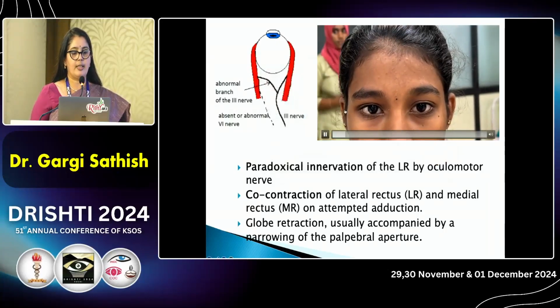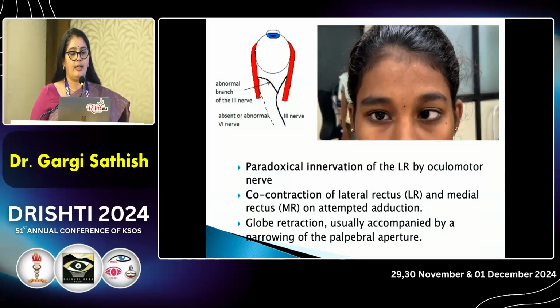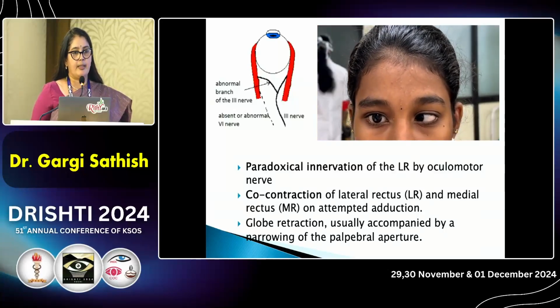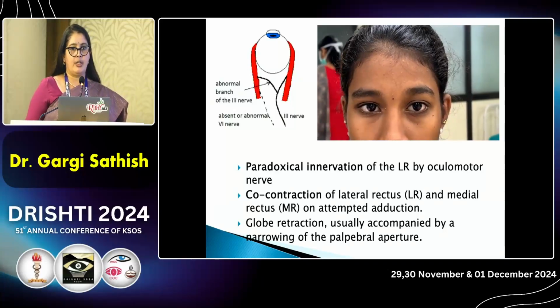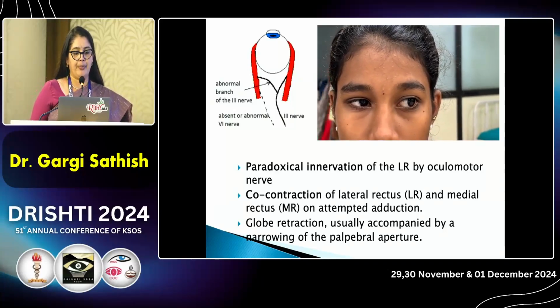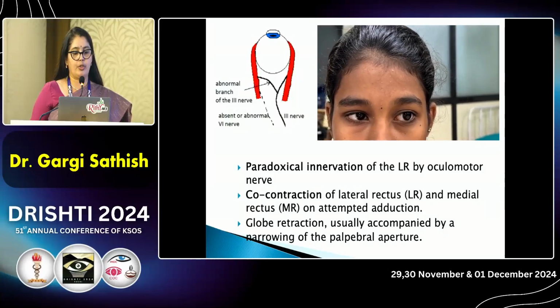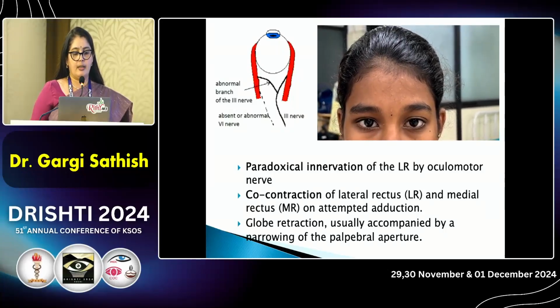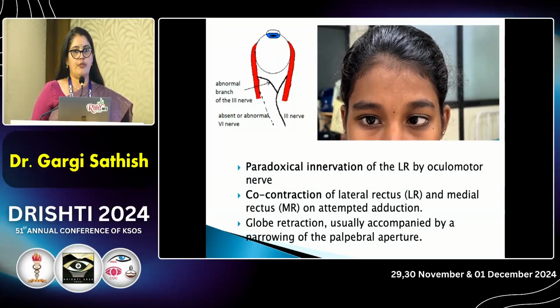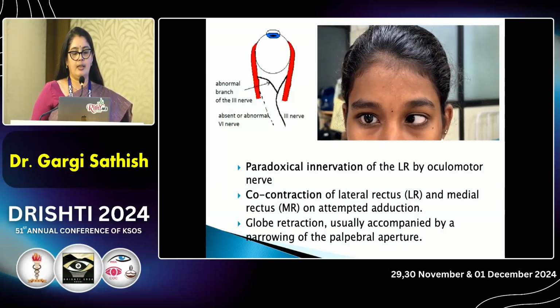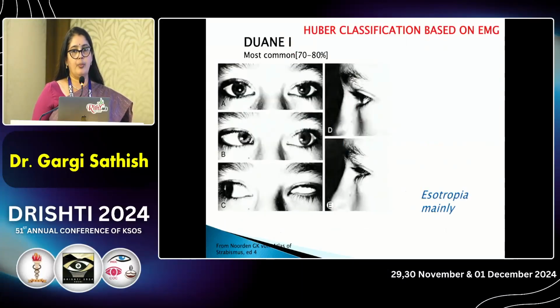Okay, so this is a case of classic type 1 Duane, and somehow during the embryonal stage there occurred a problem, and there is a paradoxical innervation of the lateral rectus by the oculomotor nerve, and there is limitation of abduction and the classic co-contraction of LR and MR causing globe retraction and narrowing of palpebral aperture on adduction. So this is a Huber's classification.